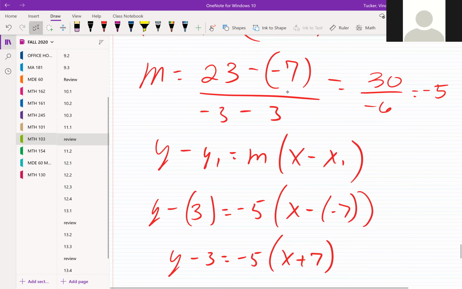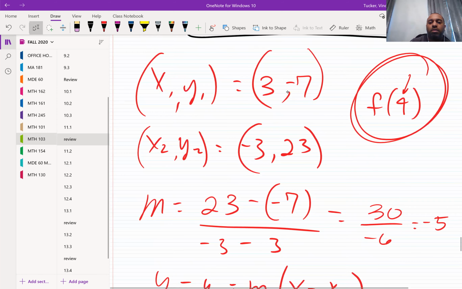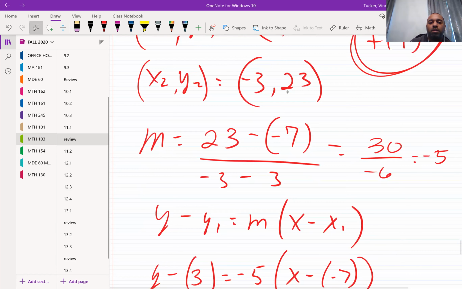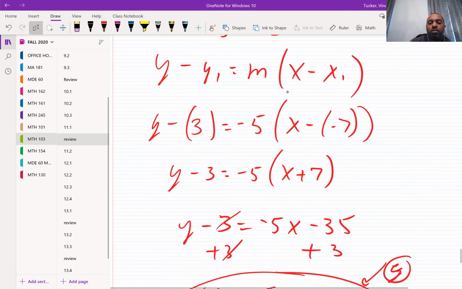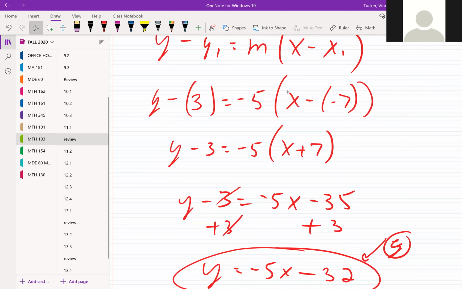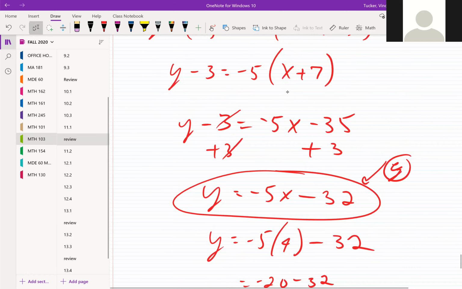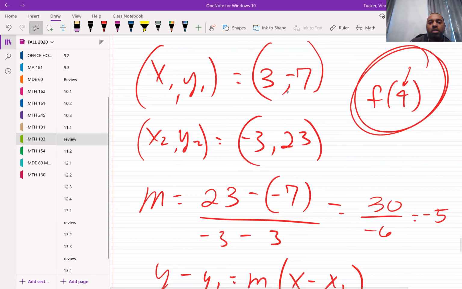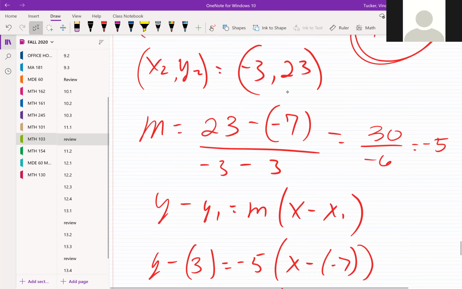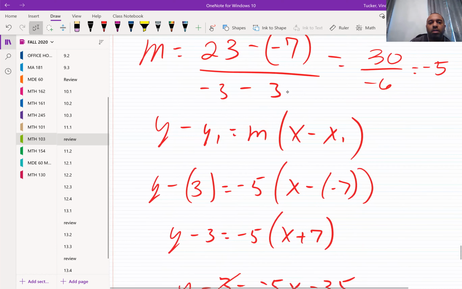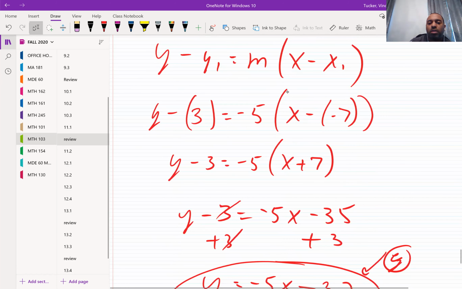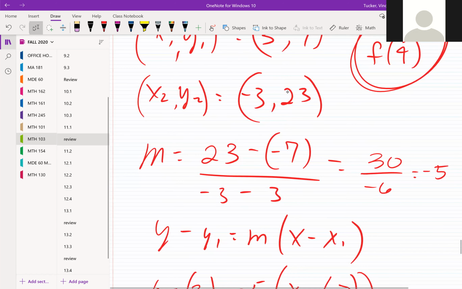So we plug in minus 7. That's 30. 3 negative 7, and negative 3 minus 3 is negative 6. And then I do 30 divided by negative 6 is negative 5. Yeah. And then for M is negative 5, right? Right. M is negative 5. So I don't know why it's not, so I didn't get the answer.